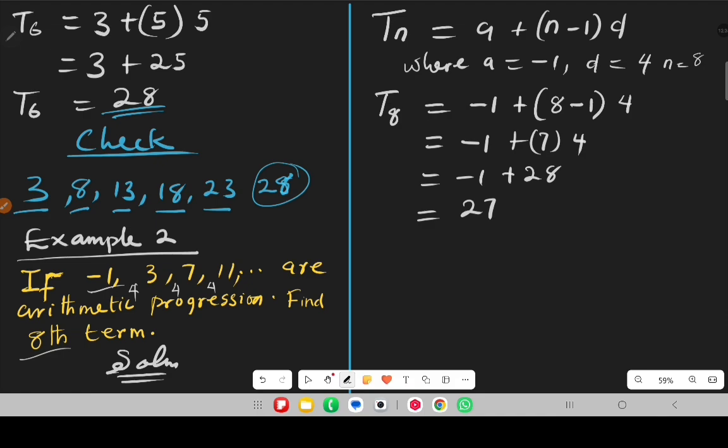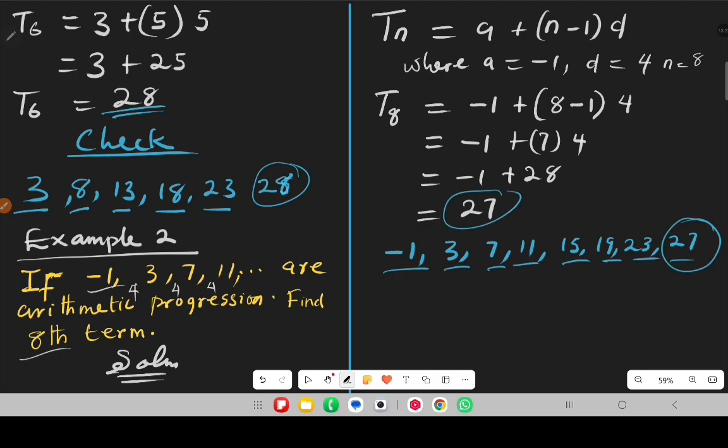We have to list the terms. The first term is minus 1. When we add 4 to it, we have 3, 7, 11. Plus 4, we have 15. Plus 4, we have 19. Plus 4, we have 23. 23 plus 4, we have 27. Let's count if it's up to 8. We have the first one, 1, 2, 3, 4, 5, 6, 7, 8. The eighth term is 27, which is correct.